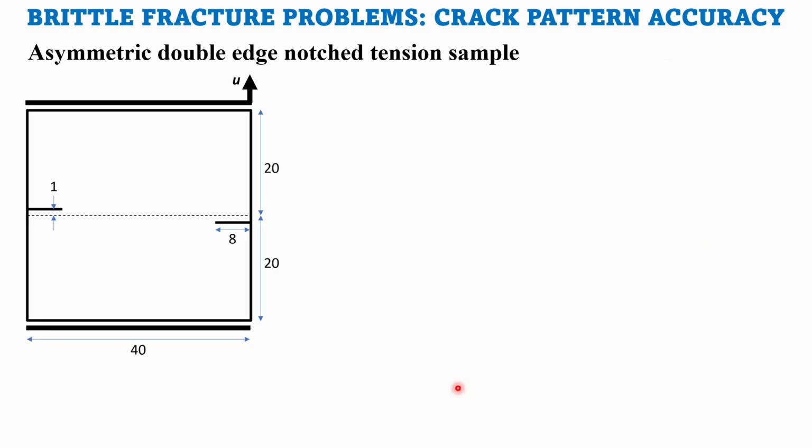Okay. Next, we have an asymmetric double edge notch tension specimen. So you have again a specimen with two notches at the edge. That's why it's called edge notch tension sample. Tension, why? Because we are pulling it through tension. But this is your center line and they are offset, like 1 mm offset from the center line. So what do you expect? How can the crack grow?